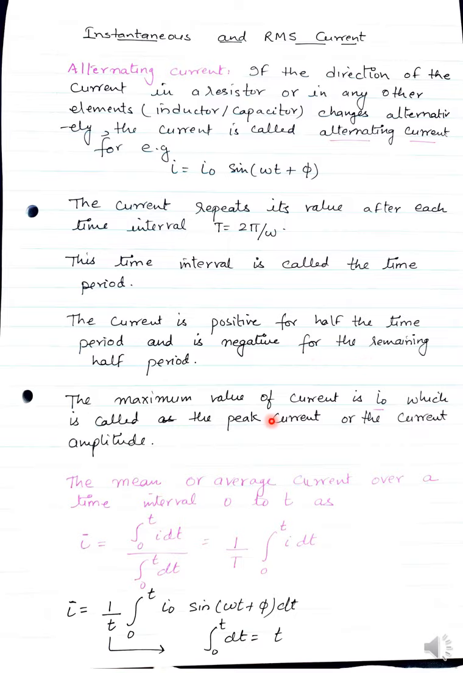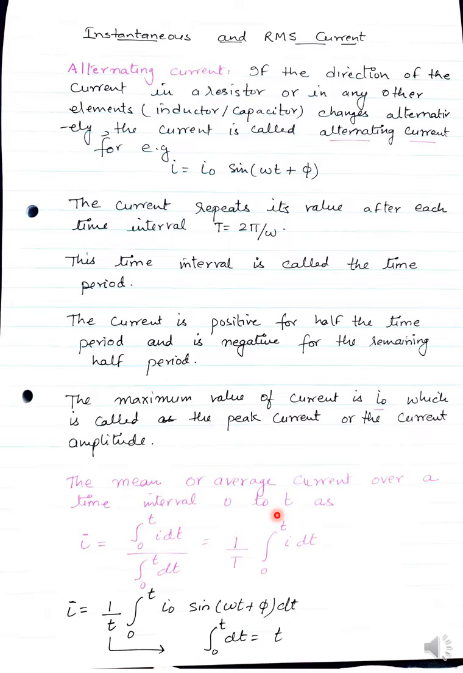The current is positive for half the time period and is negative for the remaining half period. The maximum value of current is denoted as I naught. You can see it here, which is called the peak current or the current amplitude, or you can say it is the maximum current amplitude.